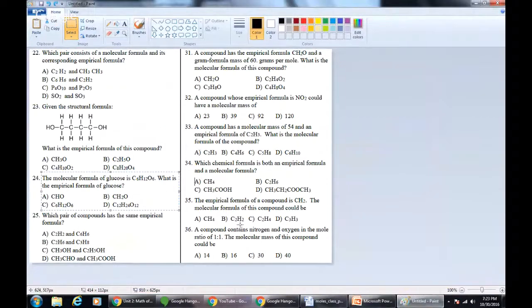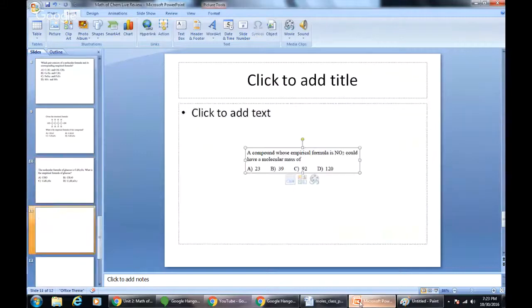Which pair of compounds has the same empirical formula? That's a similar question to the other one. Let's find another one. A compound whose empirical formula is NO2 could have a molecular mass of blank. Let's do that one.